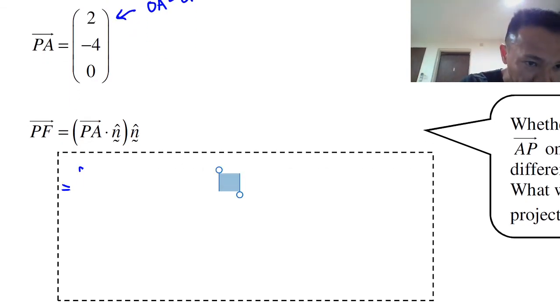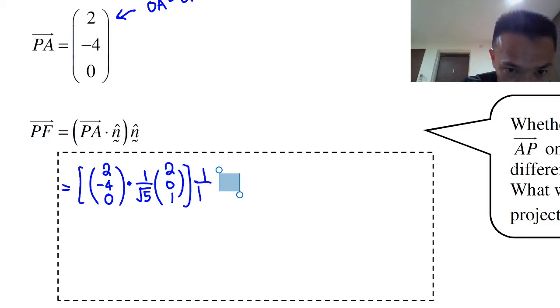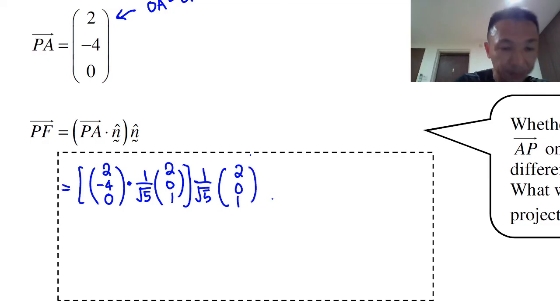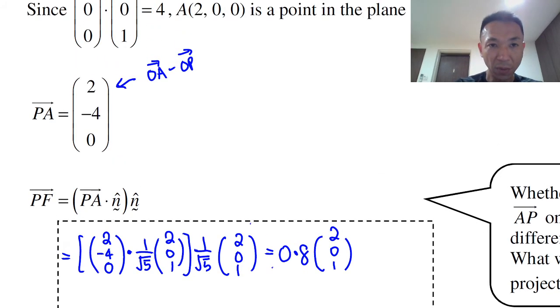What is PA? PA is (2 minus 4, 0) dot n hat, which is 1 over root 5 times (2, 0, 1). Yes, in the end, you get 0.8 (2, 0, 1). So, now, I have found what is PF.